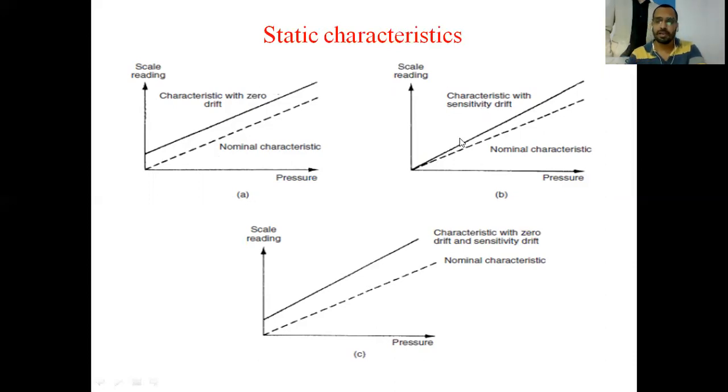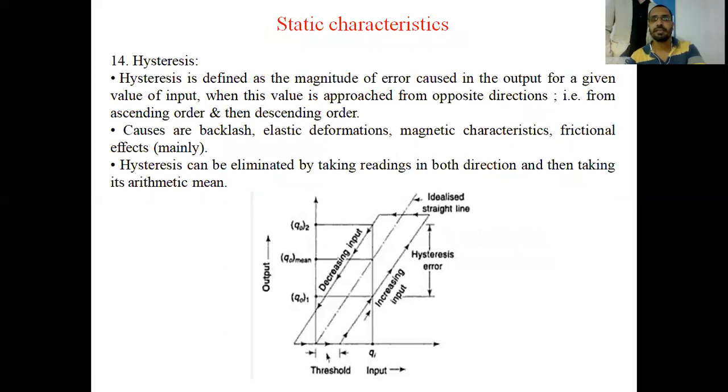Okay. Next type of characteristic is hysteresis. Basically, hysteresis is also an error, which occurs due to friction, elastic deformation, magnetic characteristics.